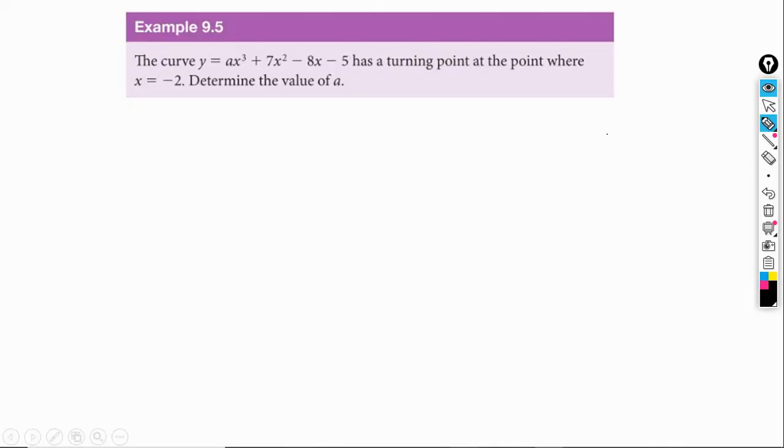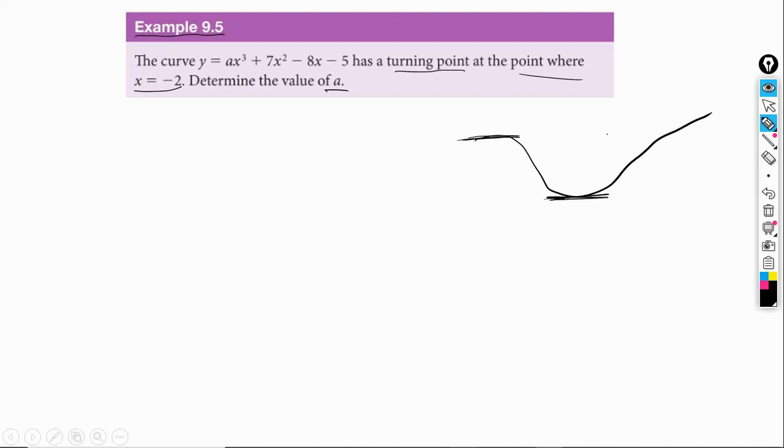Very well, so now we are on example 9.5, and it says the curve y equals ax cubed plus 7x squared minus 8x minus 5 has a turning point at the point where x equals -2. Determine the value of a. So what is a turning point? Let's say you have a graph and it looks like this, more or less. You would have 2 turning points here. This would be one turning point, and this is another one.